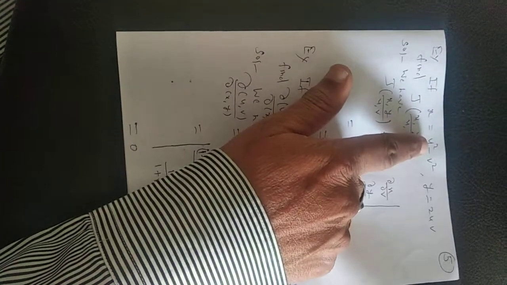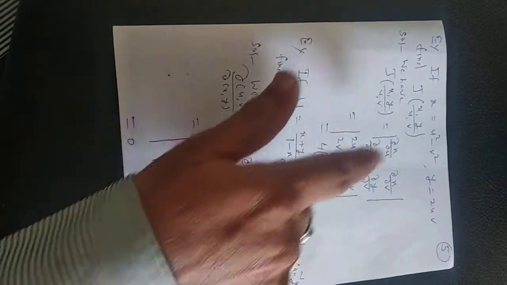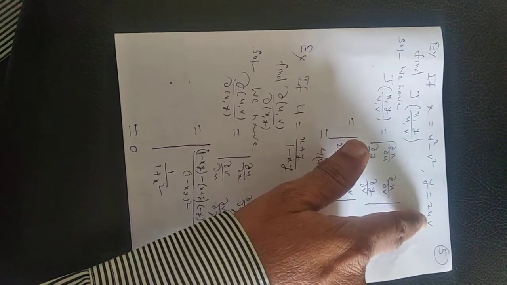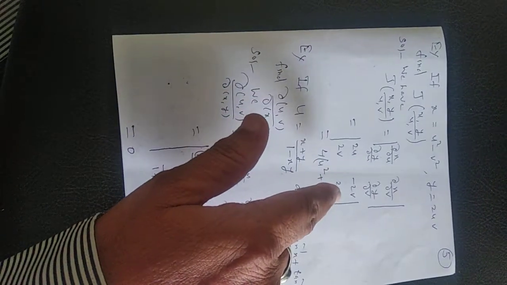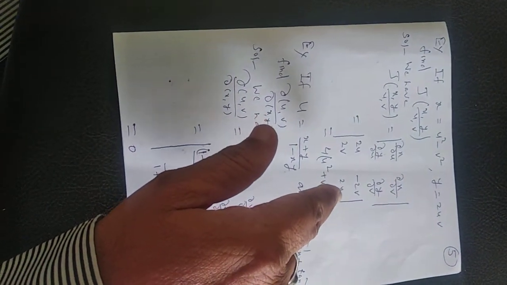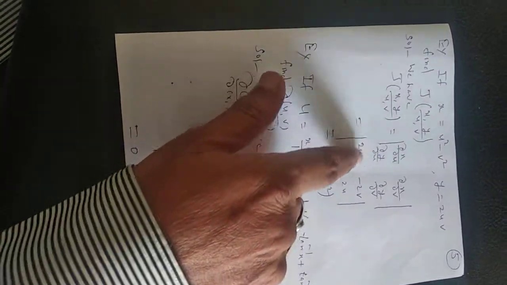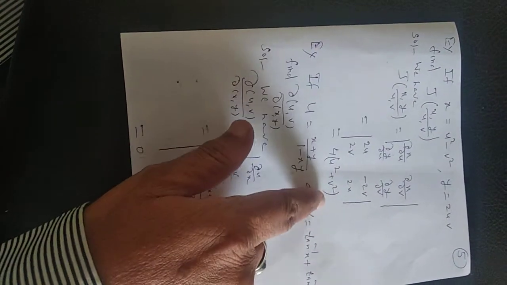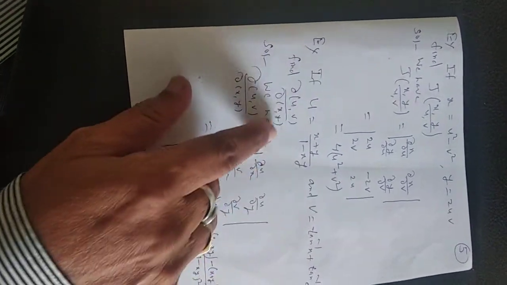So what is dou x by dou u? That is 2u. Dou x by dou v is minus 2v. Dou y by dou u is 2v. And dou y by dou v is 2u. So this is the determinant. So 4u square plus 4v square, that is 4 times u square plus v square, is the value.